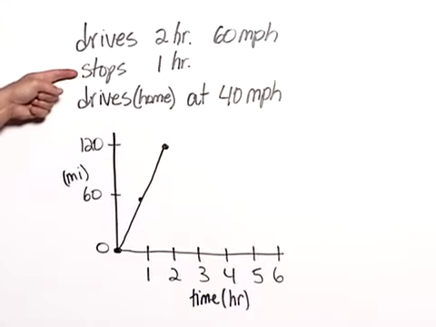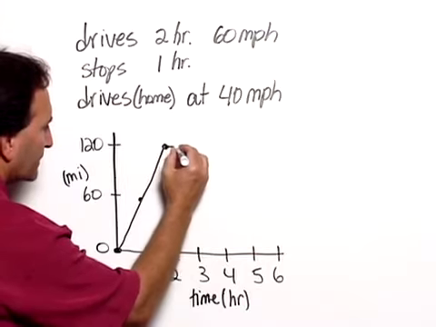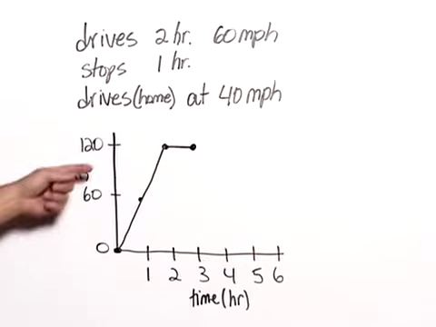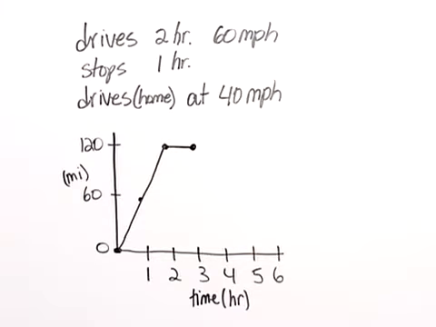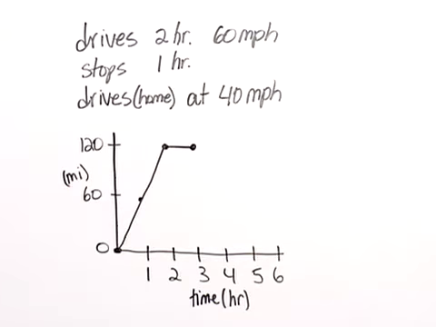The driver then stops for an hour. So from 2 o'clock to 3 o'clock, he stays the same exact distance from home, which is the 120 miles. Now he begins to, or she begins to, whichever it happens to be, drive home at 40 miles per hour.